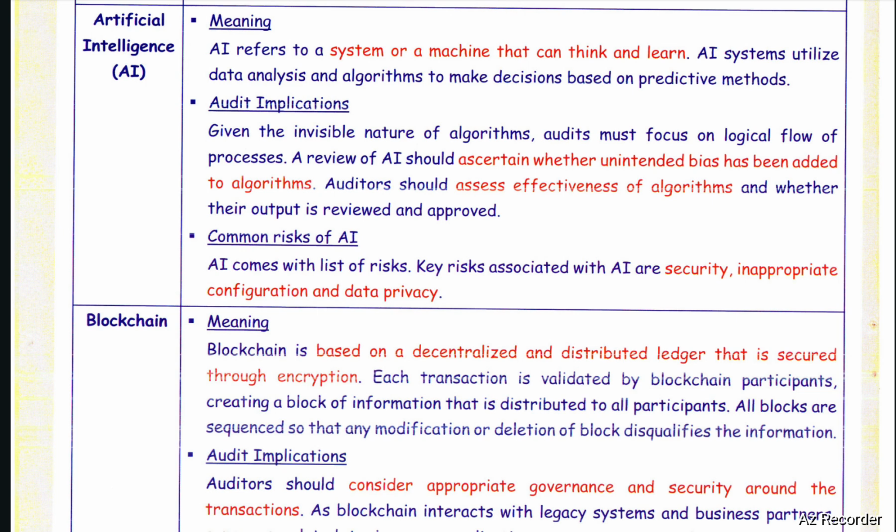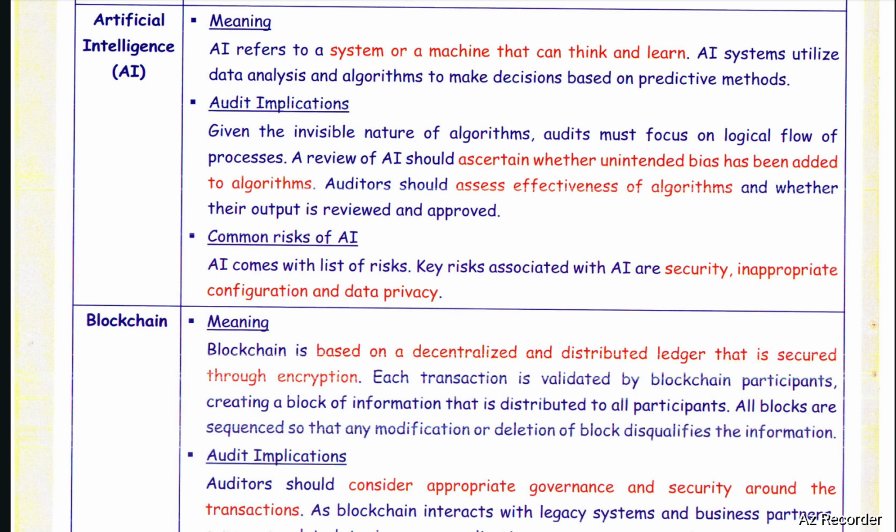Audit implications. Given the invisible nature of algorithms, audits must focus on the logical flow of processes. A review of artificial intelligence should ascertain whether unintended bias has been added to algorithms. Auditors should assess effectiveness of algorithms and whether their output is reviewed and approved.